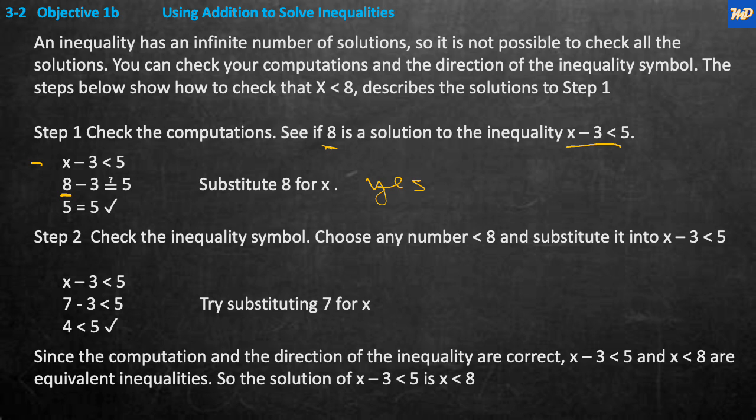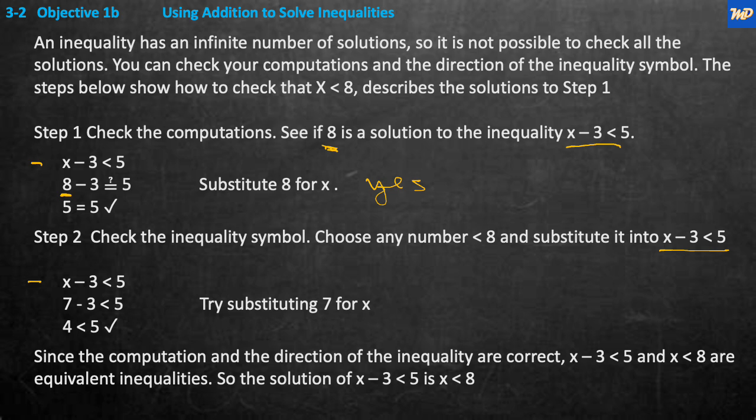Now we're going to check the inequality symbol. Choose any number less than 8. Here we chose the 8, but now we have to choose numbers less than 8, because if we choose 8, it doesn't work for the inequality. Then substitute that into the original inequality, x minus 3 is less than 5. So we put something less than 8 in.